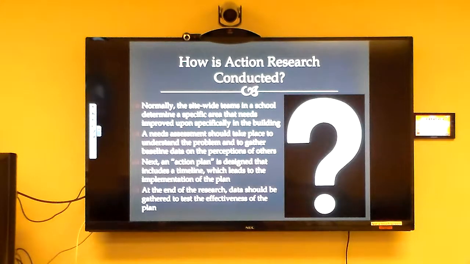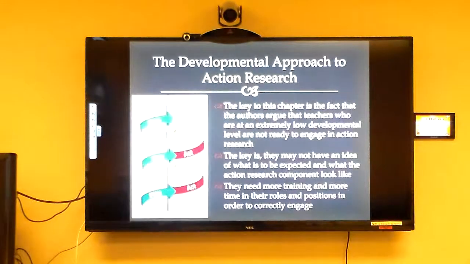Once the plan has been determined, normally the team will meet again, and then they'll look at the ways that they're going to gather data, different baselines, ways that they're going to switch data if need be, really to see if this is something that's feasible to be done in your school system. So if you have teachers that are at a low developmental level, the likelihood of them engaging in action research is very low. They might not have an idea of what action research is or what it's supposed to look like. A lot of them need more training and more time in their roles in order to understand how what they're doing can impact not just the students in their classroom, but the students throughout the building as well.